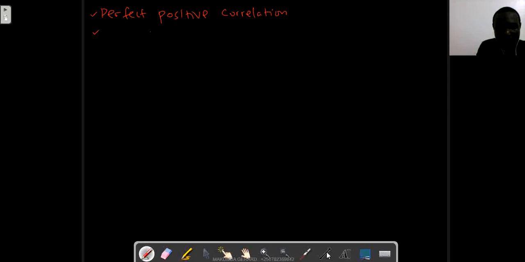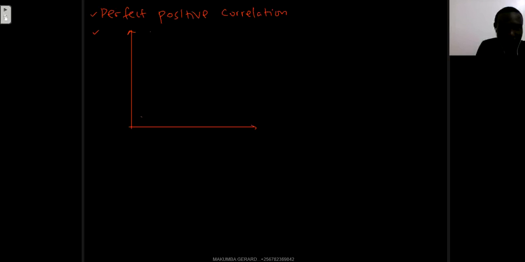So for perfect correlation, we shall have our scatter diagram. Of course, as usual, it's going to be a plot on the graph. So what does it mean? It will be looking like that. As you plot, your points are going to appear to be in a line.